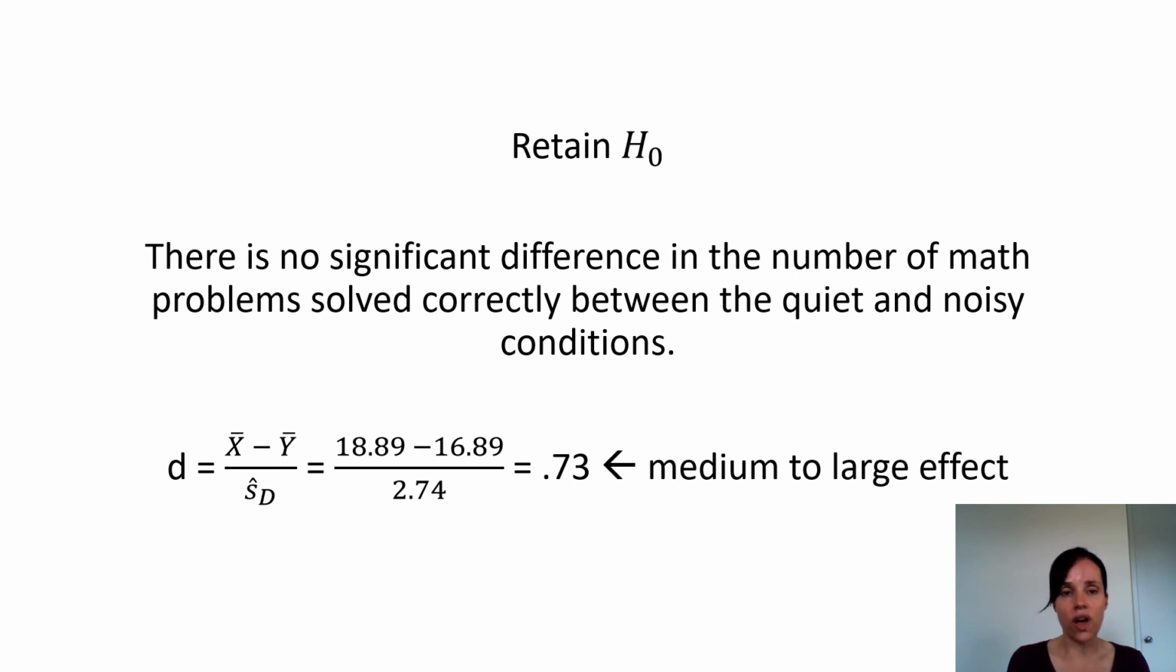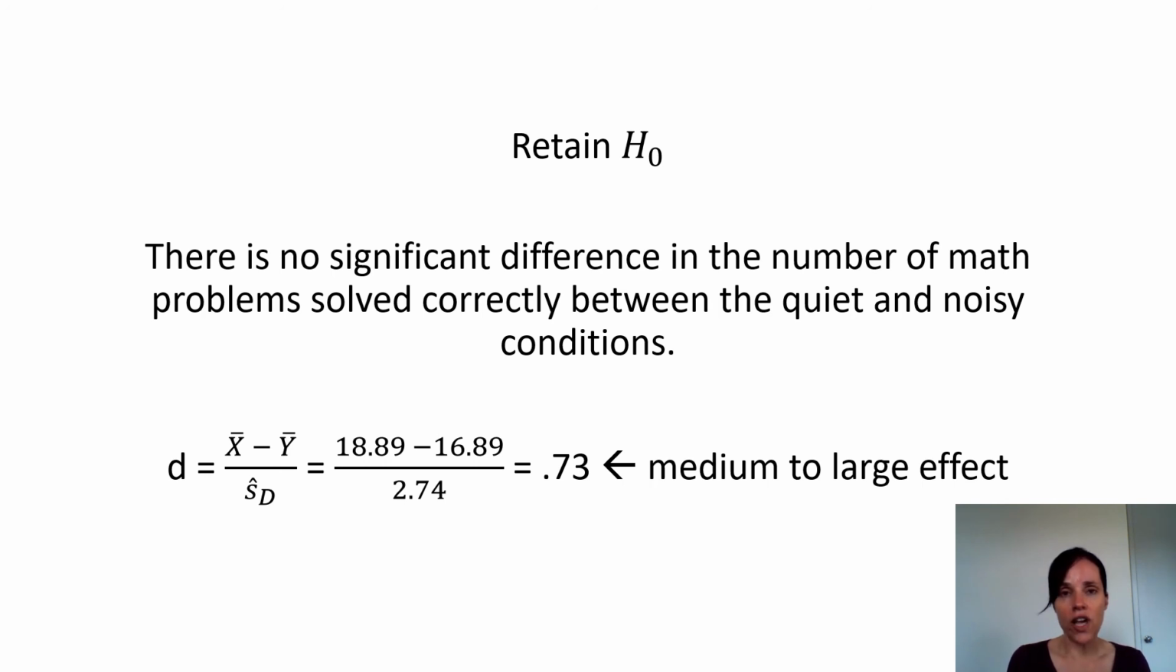In that case, to draw the substantive conclusion, we would compare the two means, x bar and y bar, and we would word the substantive conclusion consistent with the difference in those means. In this example, the average number of math problems solved correctly in the quiet condition, 18.89, was higher than the number solved correctly in the noisy condition. So if we had rejected the null hypothesis in this problem, then we would have worded the substantive conclusion: students solved significantly more math problems when it was quiet than when it was noisy.